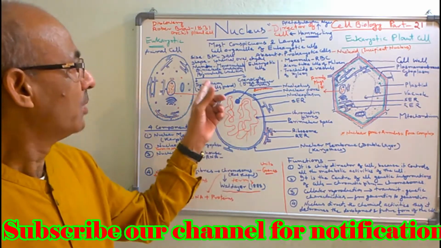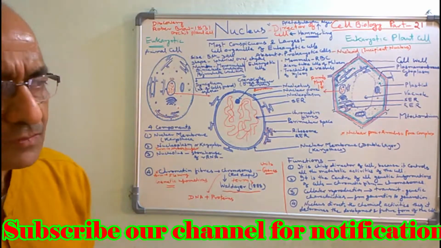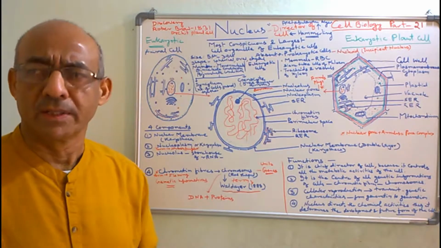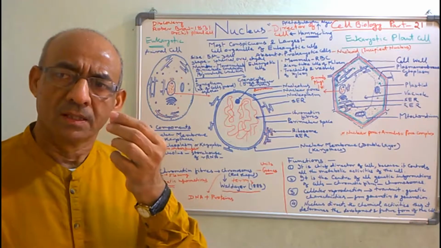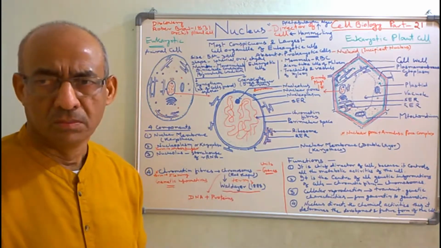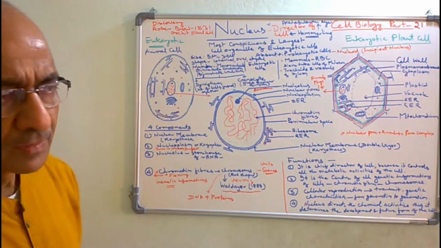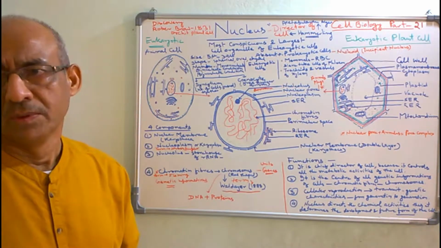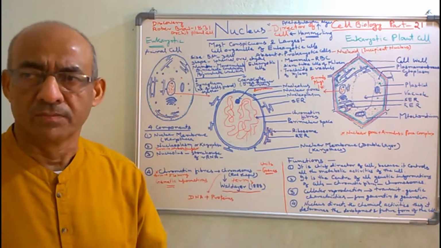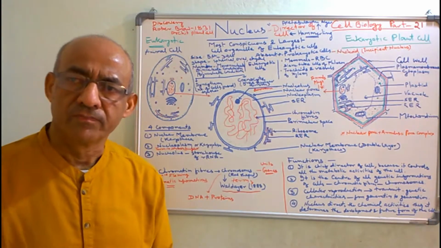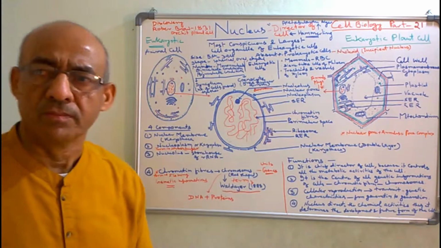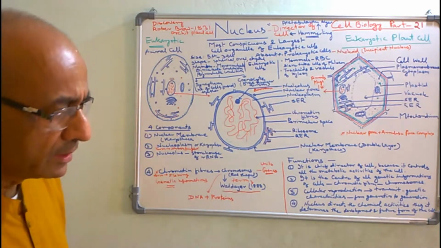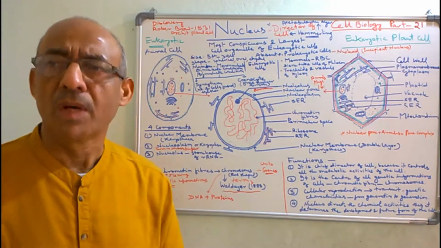Now we will discuss the polynucleate condition of the cell. This type of condition is also found in lower groups of plants and animals. In this case, a single cell contains more than two nuclei. Actually, this polynucleate condition is formed in two ways, by two processes. First is called syncytium, second is coenocyte. In the first case, the syncytium, a number of adjoining cells fuse together and make a single compartment of cell.